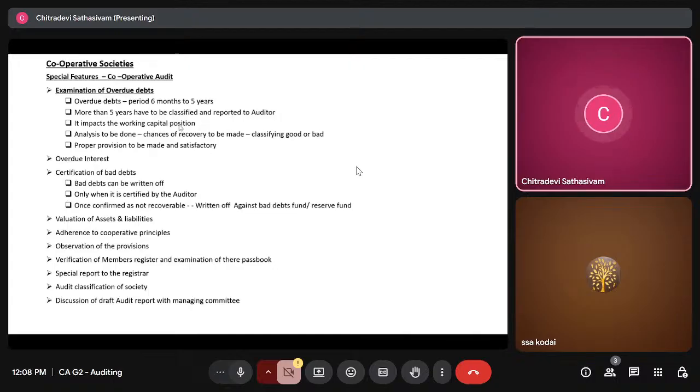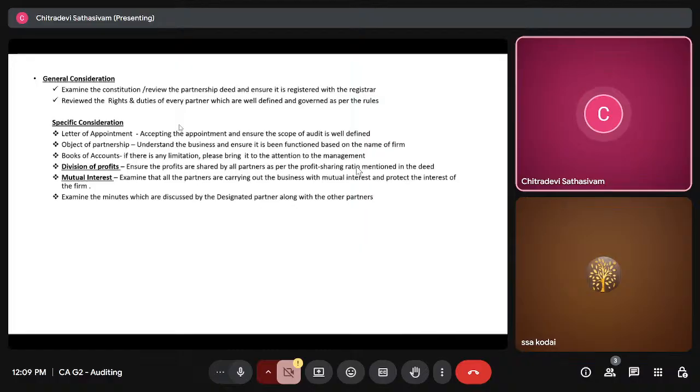The last point is discussion of the draft report. Whenever you prepare a draft report, you have to discuss it with the managing committee. If it has not been discussed, the committee has the right to appeal to the registrar that the draft report was not discussed with the chartered accountant. Then you have to redo the audit completely. Okay, this is how it takes place, and this is about the cooperative special features certificate.